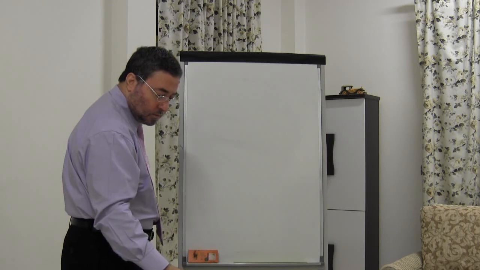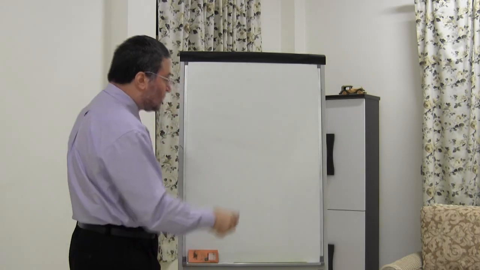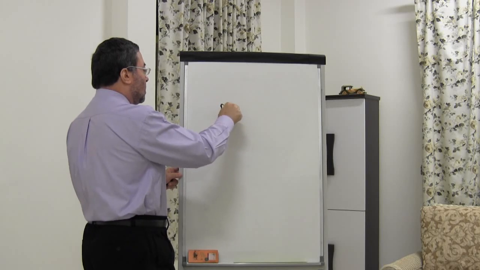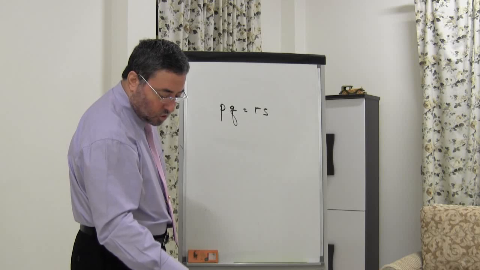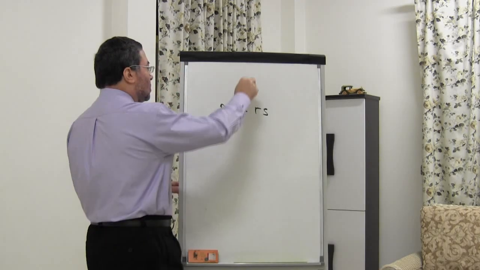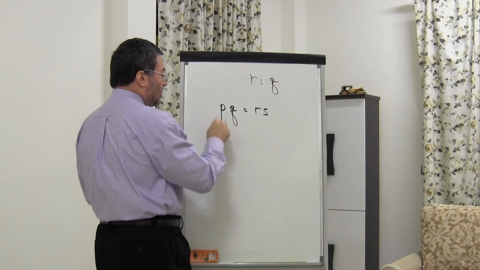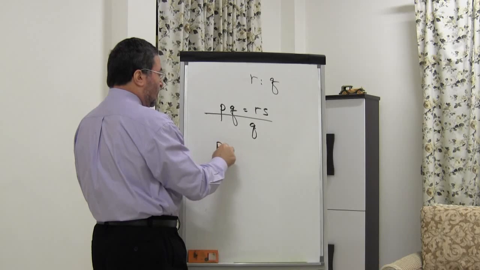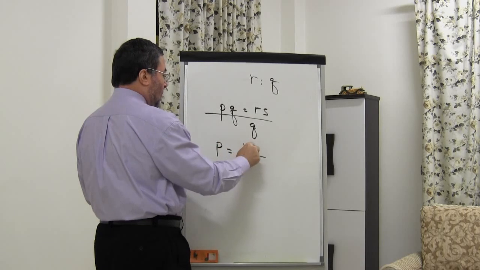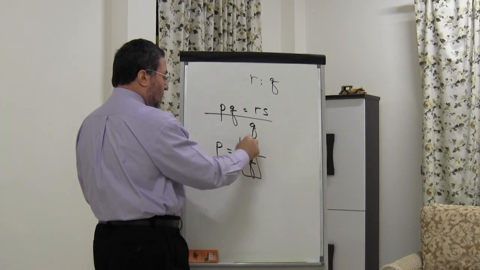Next is number 50. If PQ equals RS, so we have PQ equals RS, find the ratio of R to Q. So you want to get R to Q. Here the first thing we do, divide everything by Q. And so we get P equals RS over Q. And this is what we want.